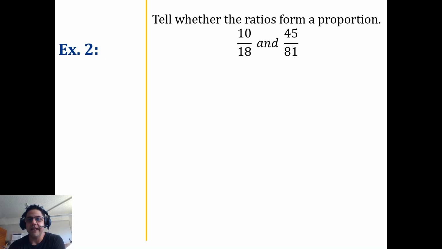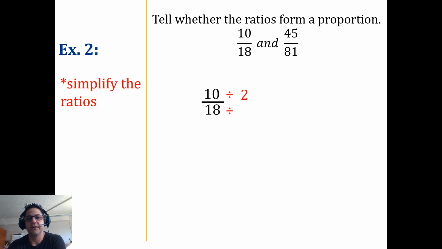All right, 10 over 18 and 45 over 81. We're going to reduce it again, simplify it, dividing by 2. Now remember, if I'm going a little fast, you can pause it, back it up. All right, so our goal is to see if our second ratio gives us 5 over 9, and therefore it would form a proportion.